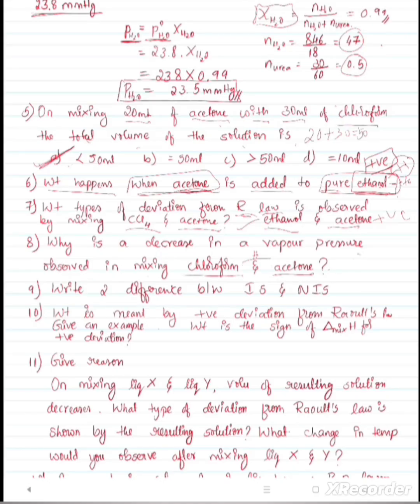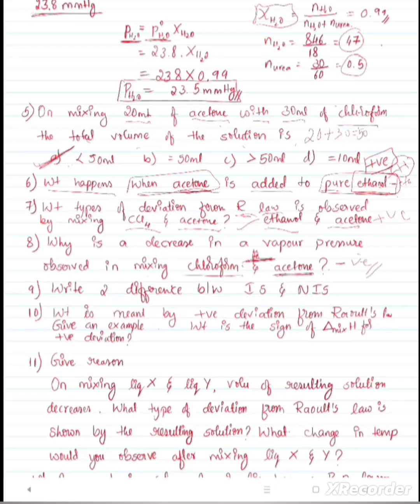Understood? What will happen? Chloroform is reacting with acetone means chloroform will form a hydrogen bond with acetone. So these two are forming a hydrogen bond means the force of attraction is very strong. So the escaping tendency of the molecules of each component will decrease. So vapor pressure also will decrease. So it will form a negative deviation. Like that you should write.